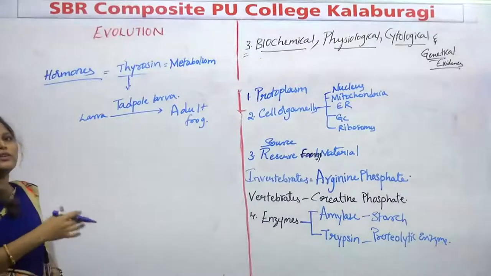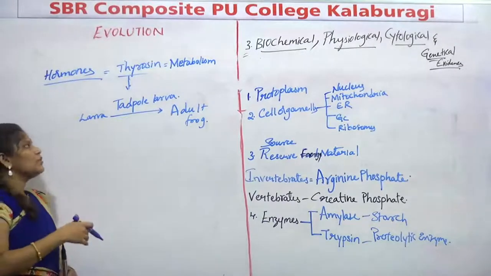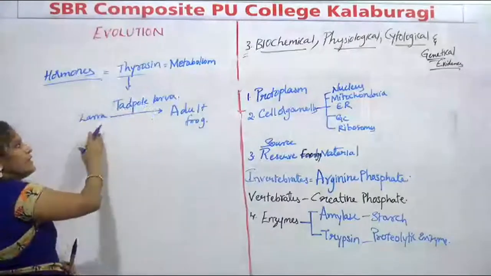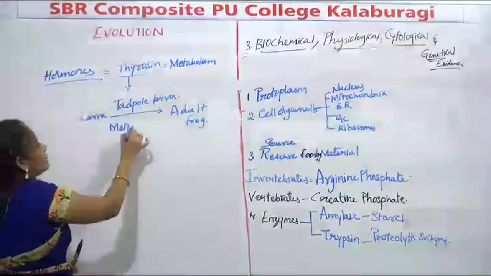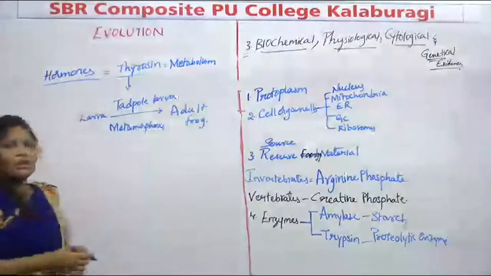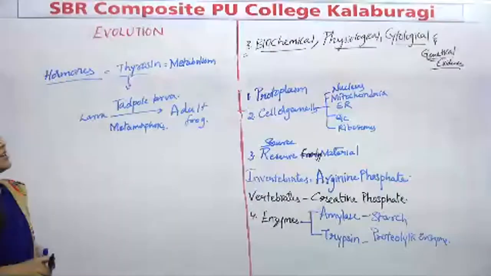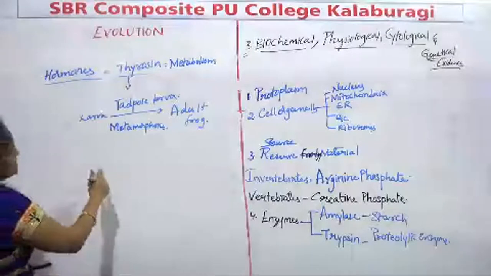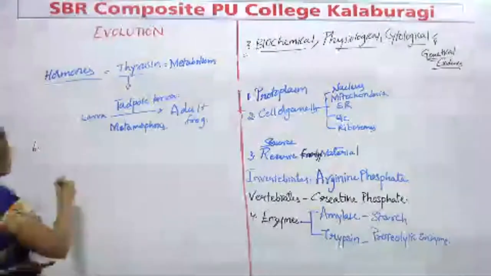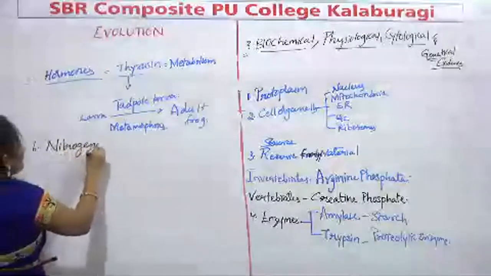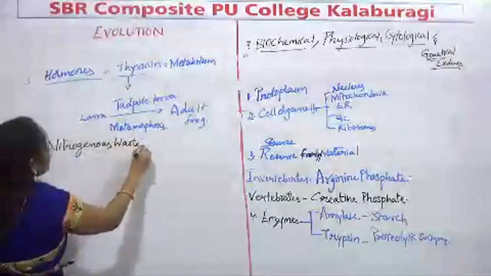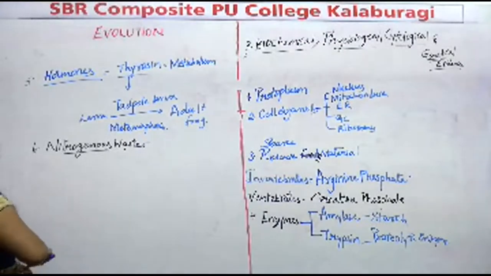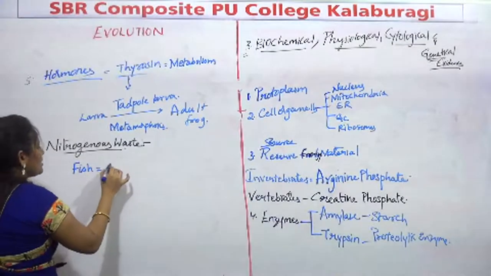So that means even though it is produced in mammals, when it is injected into amphibians, the function of thyroxine is the same. It is helpful in metabolic activity and it is helpful in metamorphosis of this tadpole larva. Okay, is that clear? These are all the biochemical, physiological, and cytological evidences. One more is regarding waste materials, regarding nitrogenous waste. If you observe the nitrogenous waste in most of the fishes, the nitrogenous waste is ammonia.